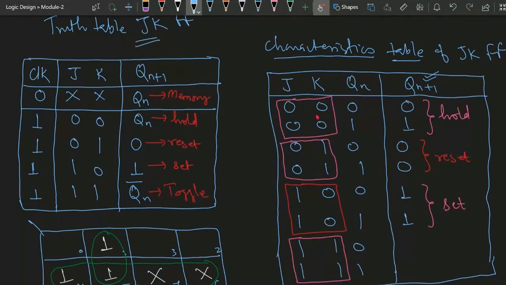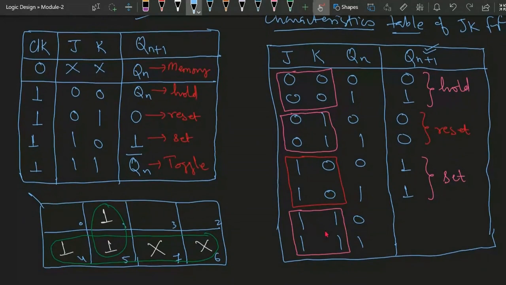For 0 0, it will be the hold state, then reset, and then set. The only difference will be the 1 1. When J and K are 1 1, it will be toggling. Toggling means that whatever the current state is, the next state will be the toggling of this. Once we do the toggling, it is the complement. So if it is 0, it will be 1 here; if it is 1, it will be 0. So this indicates toggling.